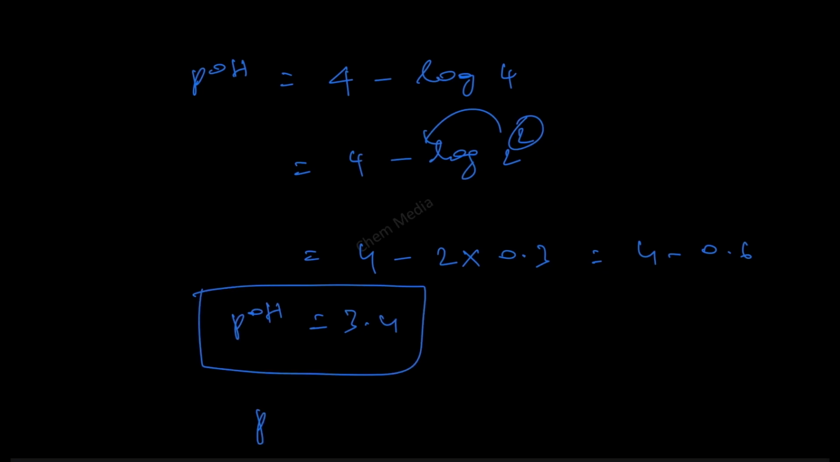That's the value of pOH. Therefore, pH is equal to 14 minus 3.4, and that is equal to 10.6. So 10.6 is the correct answer here.